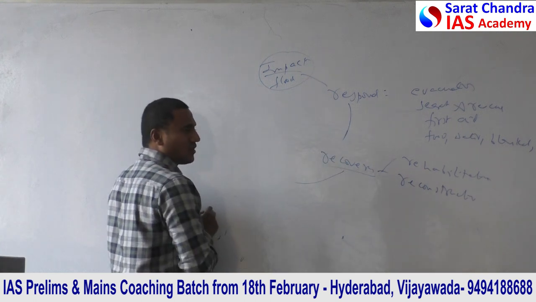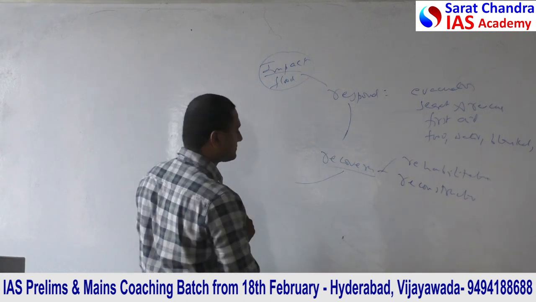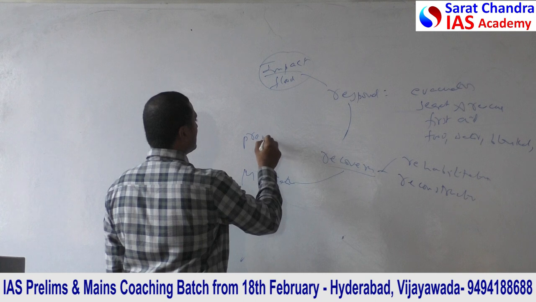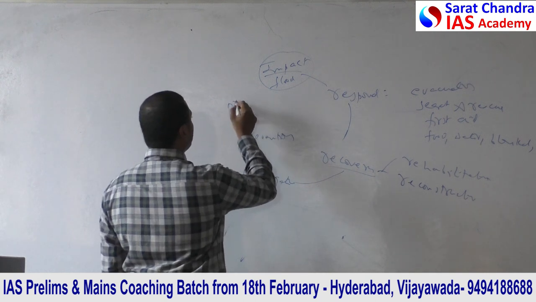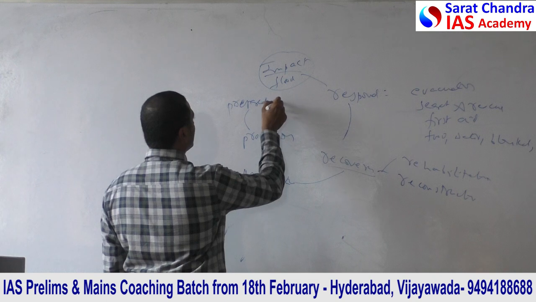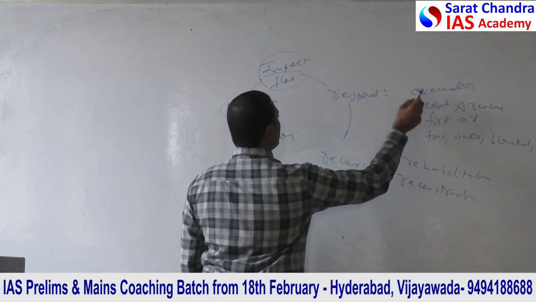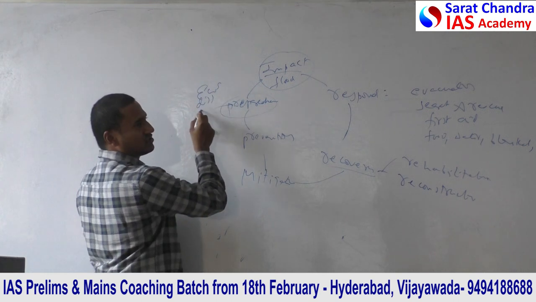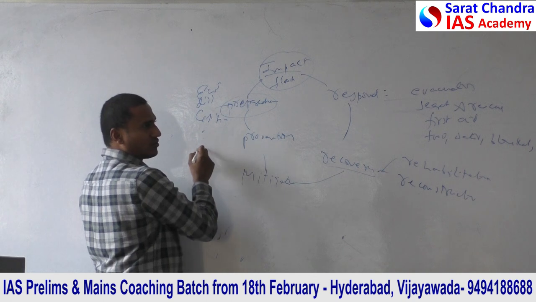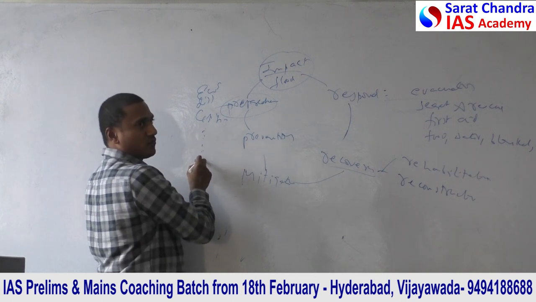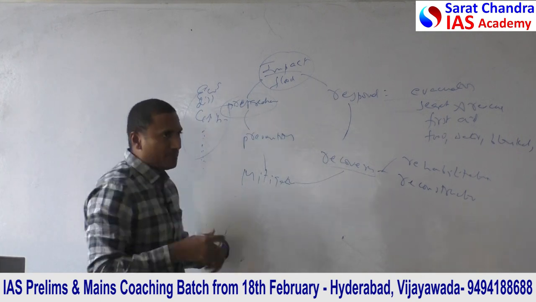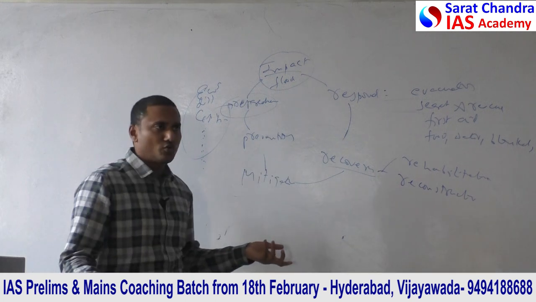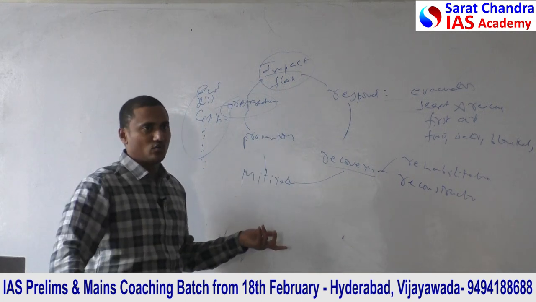Then friends, I told you, what will I do? Either mitigation or prevention. And then preparedness. Friends, in preparedness, evacuation also comes. Actually, preparedness is what? Early warning system, information dissemination, capacity building. I told you, preparing safety maps, vulnerability assessment. Preparedness means being prepared. Before it occurs, you are prepared. Mitigation also, I told how to mitigate a flood. How to prevent a flood also, I told.